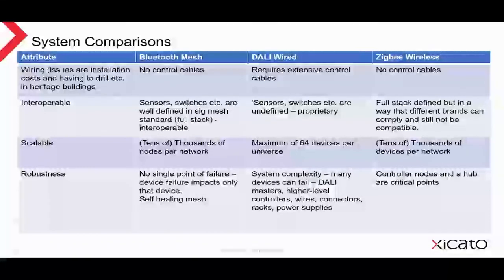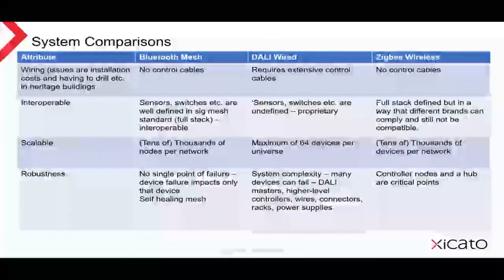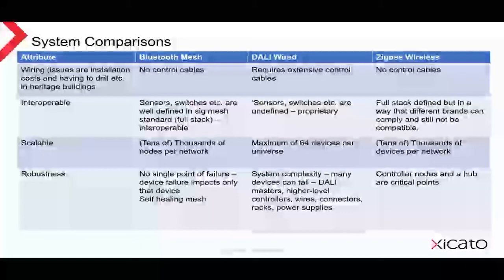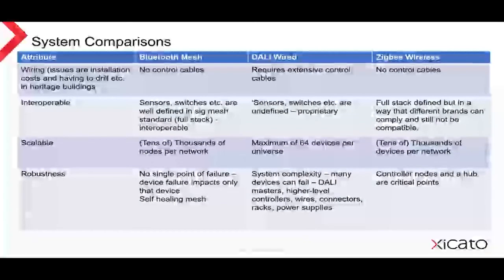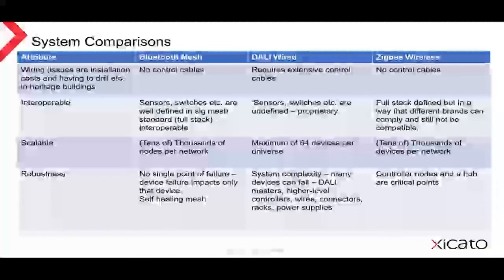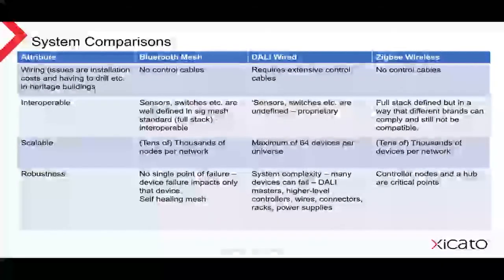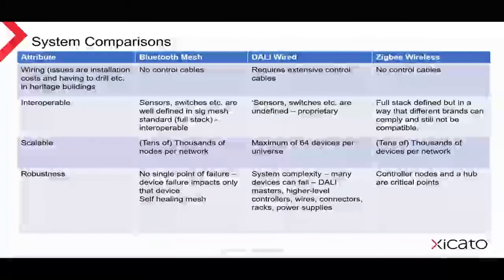When we look at scalability, with DALI, only 64 devices can be connected into a single bus. Of course, you can have multiple buses, but then a control system is required to link these together, which can be both complex and expensive. With Bluetooth and Zigbee, 10,000s of nodes per network are possible.